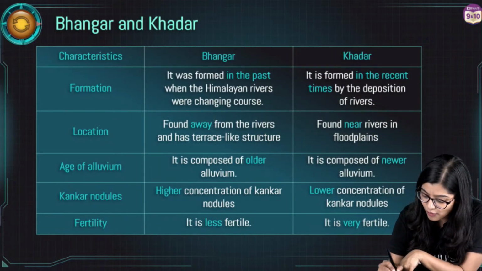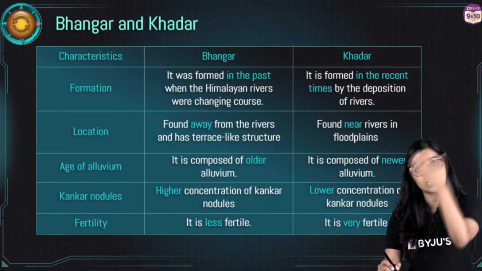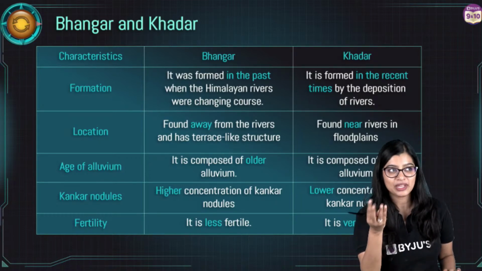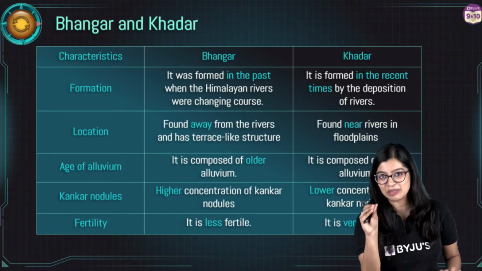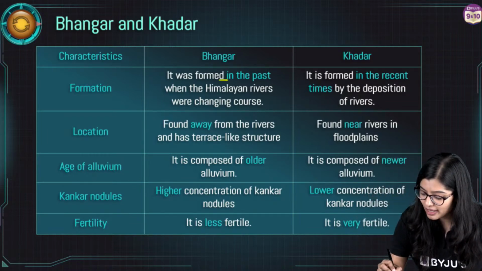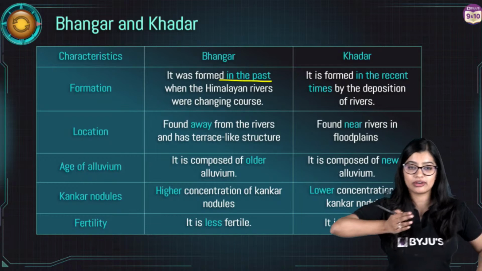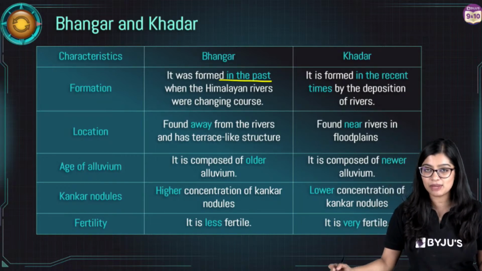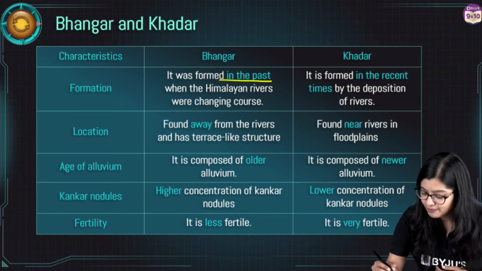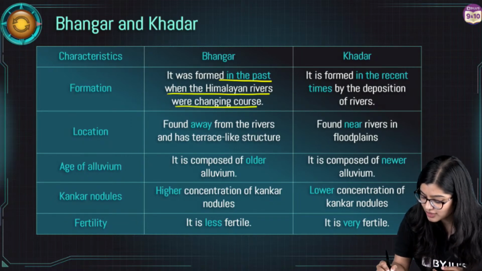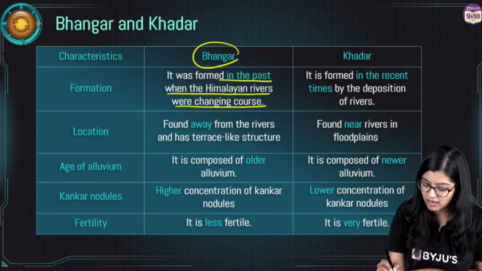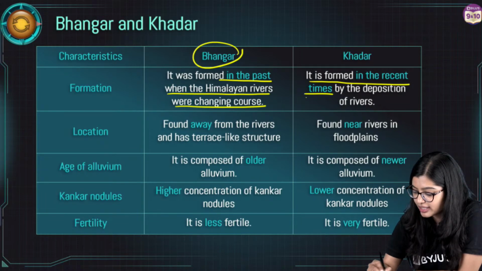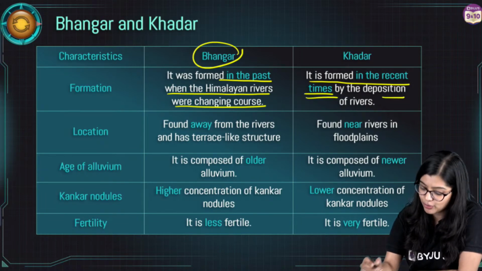So we see that Bhangar is formed when in the past, right? I told you 2022 and 23, that is a very, very oversimplified explanation. But normally in the years before, we're talking about much, much earlier. I gave you a simple analogy, but we're talking about way in the past, when the Himalayan rivers were changing their course. That is when the Bhangar soil, or Bhangar region, was formed, while the Khadar region is of more recent deposition.